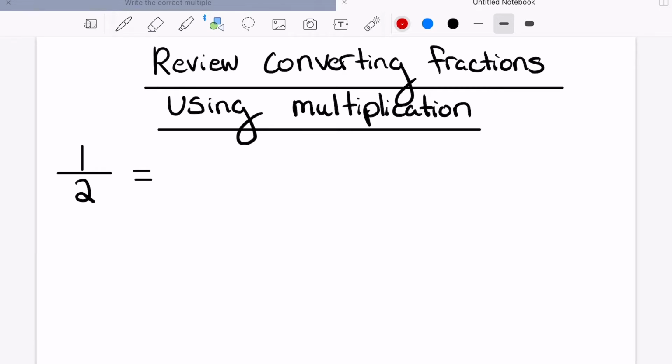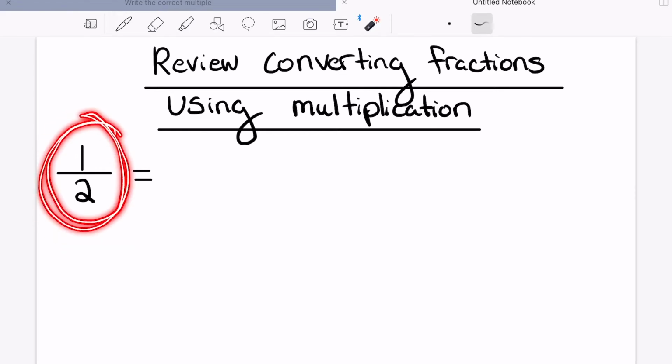So last week, we looked at how to convert fractions with multiplication to find equivalent fractions. Equivalent means equals or the same. So here we have 1/2. How do we find an equivalent fraction? How do we convert it to make an equivalent fraction? What do we have to do?